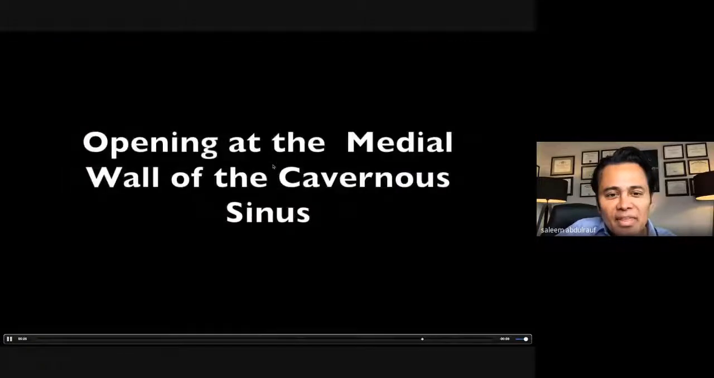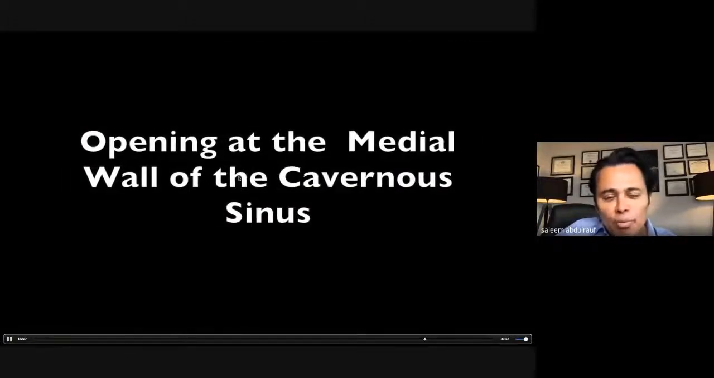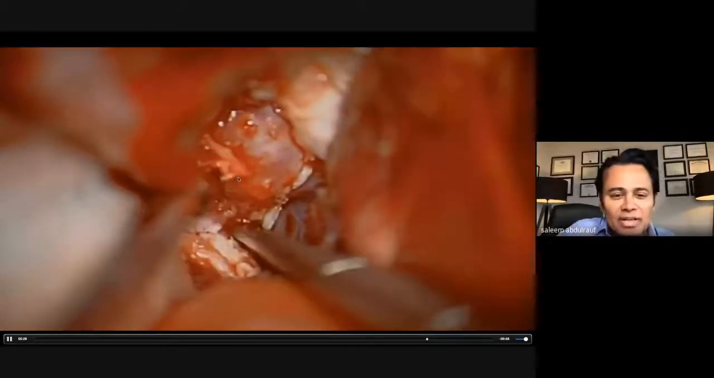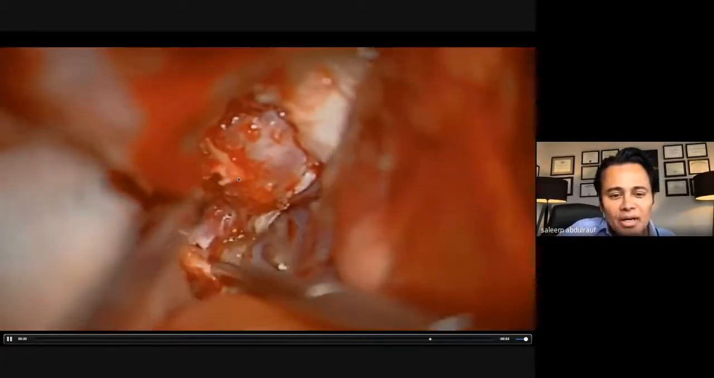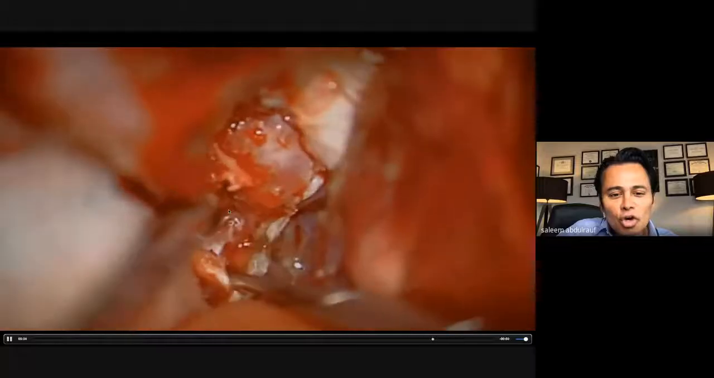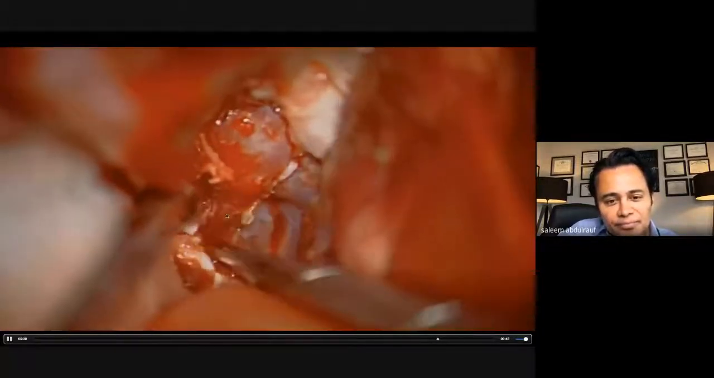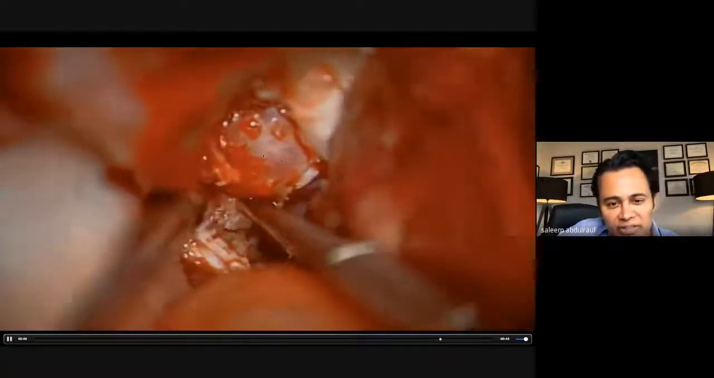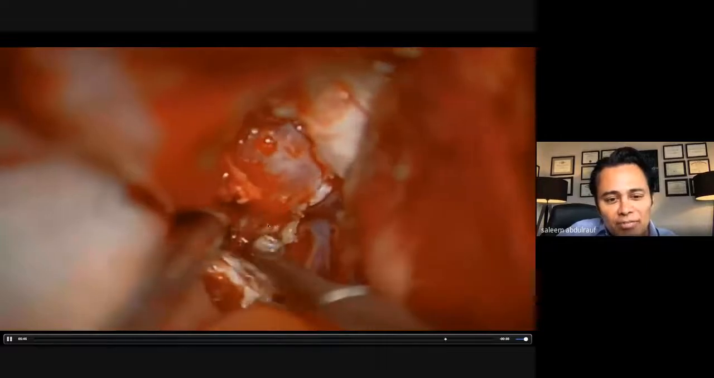The carotid is occluded. Now I have to open more because this neck is really proximal. So I'm going to open this part of the wall of the dural ring right there. So the carotid, cavernous sinus, sphenoidal right here, going like this, okay? So I have to open more.